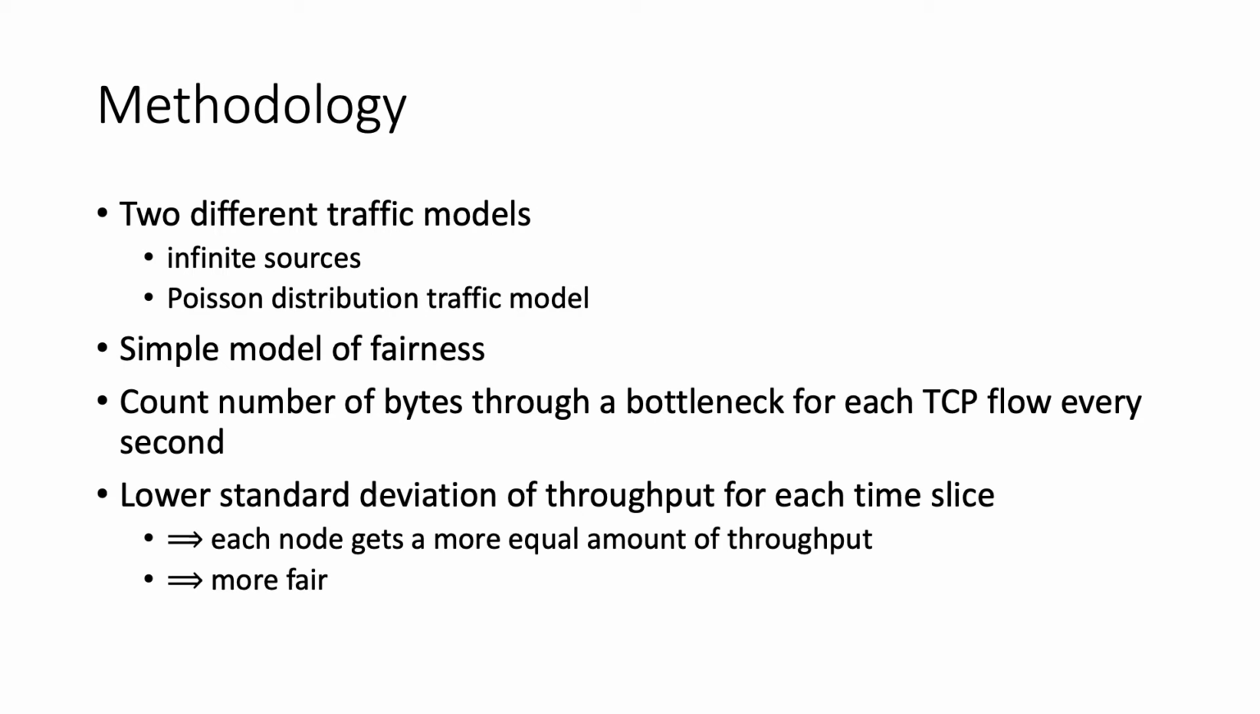We're starting with a simple model of fairness right now, namely we count the number of bytes through a bottleneck for each TCP flow for every second. So every second time slice, count the number of bytes for each flow. And you can determine the average for every time slice across the flows, and you can also determine the standard deviation. A lower standard deviation for each time slice indicates that each node gets a more equal amount of throughput, which we are taking to mean that that is more fair.